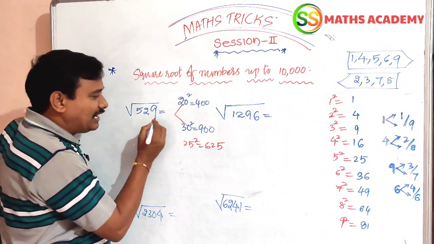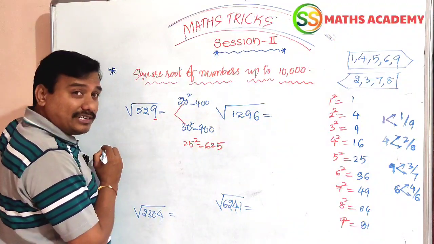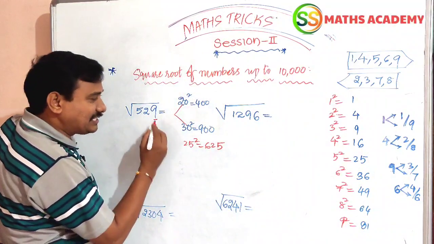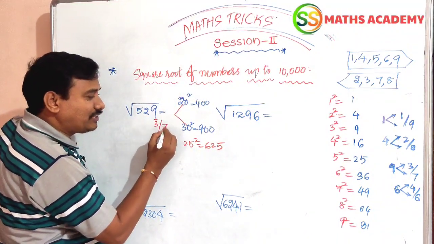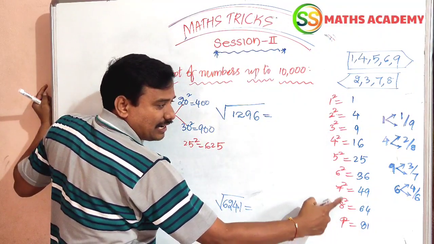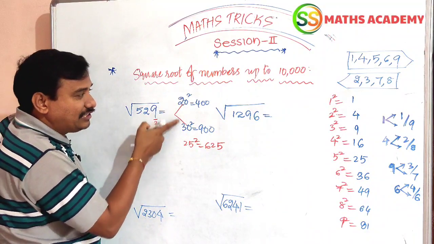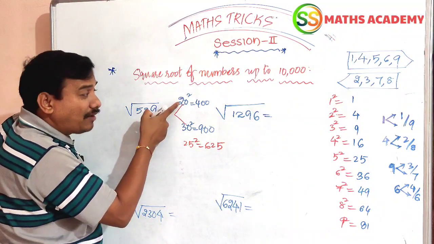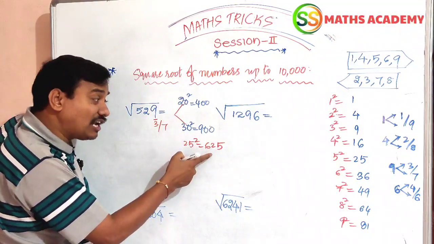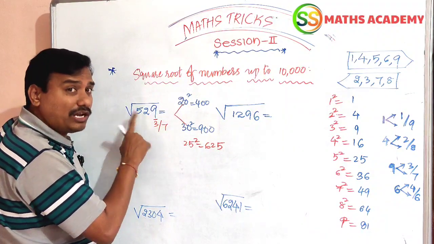Very clear. And before solving this one, what is the unit place here? 9. We should get 9 from 3 and 7. Yes, 9 we should get from 3 or 7. Clear? 3 square is 9 and 7 square is 49. Now this value is between 20 square and 30 square. Half of 20 and 30 is 25. 25 square is 625. This value is less than that value.